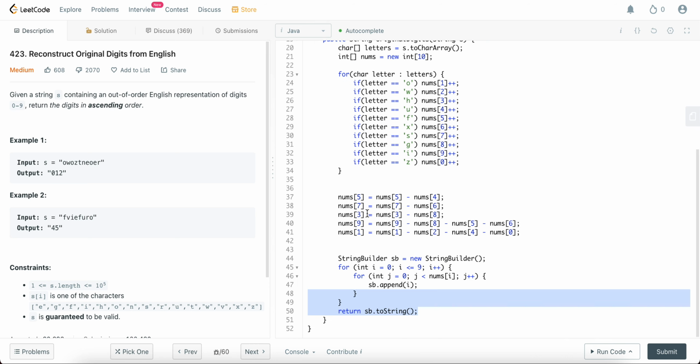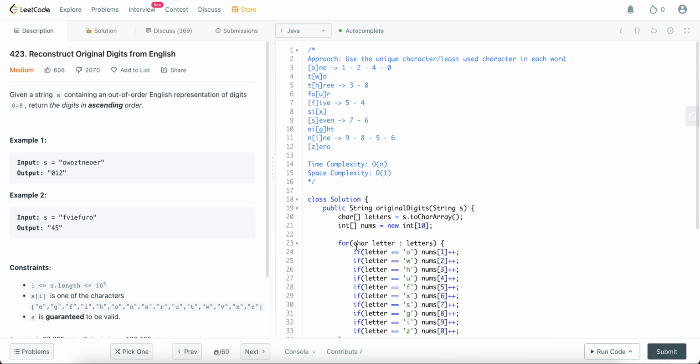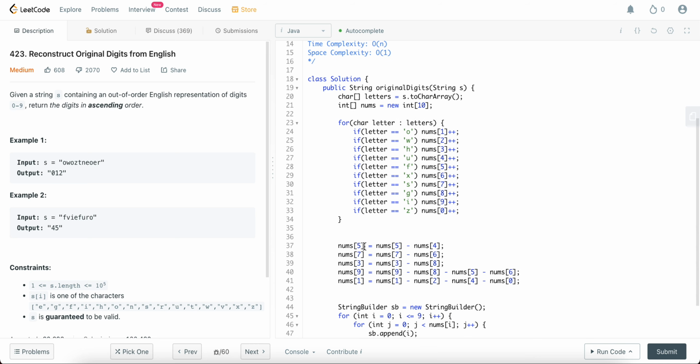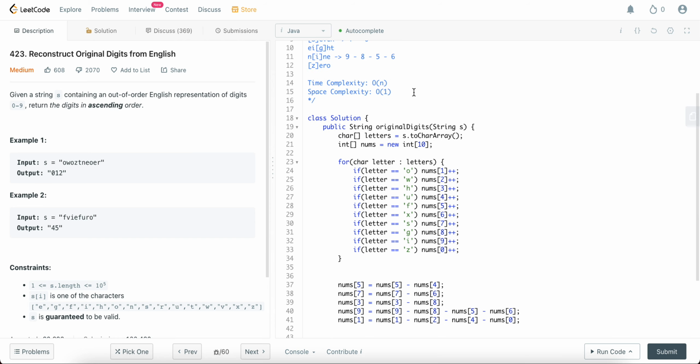So the problem itself, once you understand how to solve it, is pretty simple, but it just takes time to type it all out. If you have any questions about this problem, please let me know in the comments below.